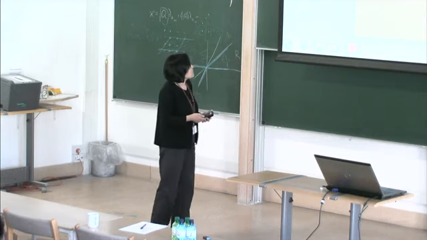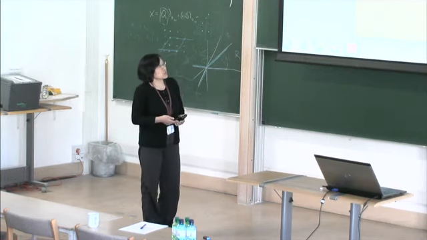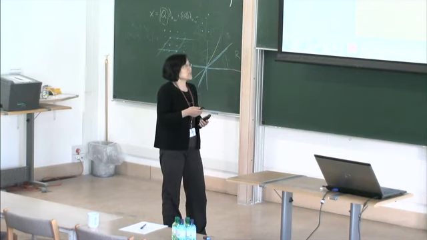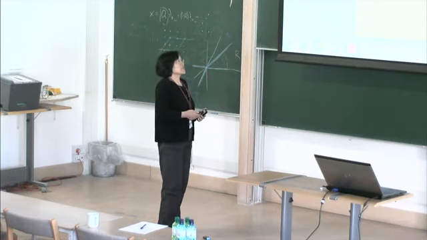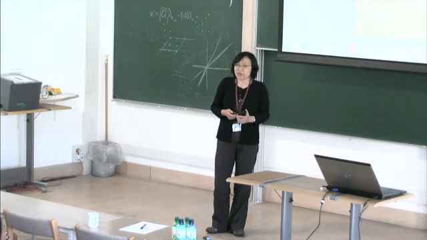So the plan is just to concentrate on the dihedral reduction group and construct a rank 1 double transformation, and find the Lax operator, go backwards through the double transformation, find the Lax operator for the evolutionary flow, because that will give you the generalized symmetry for your discrete equation. Because that is the point: if I want to bring in recursion operator and Hamiltonian structure, I have to get evolutionary flows.